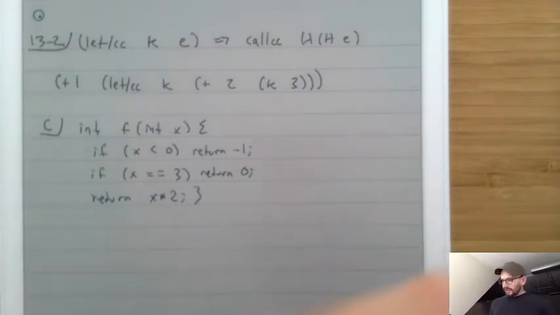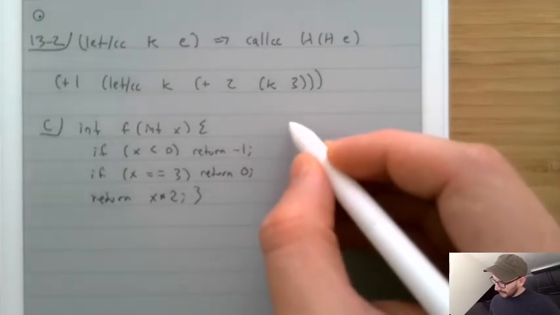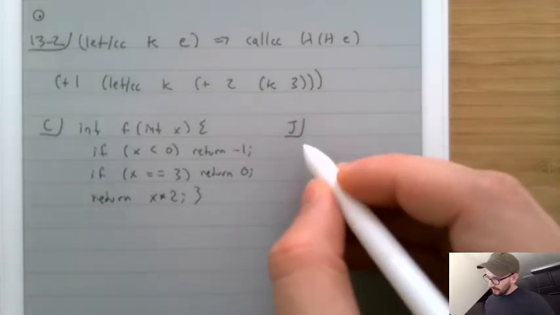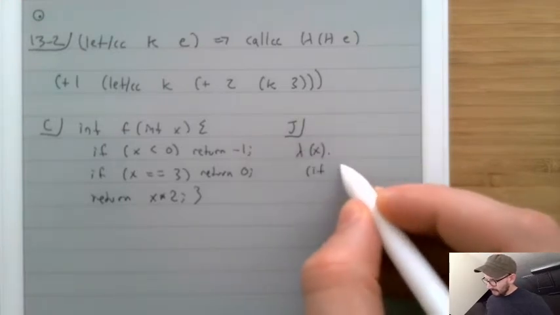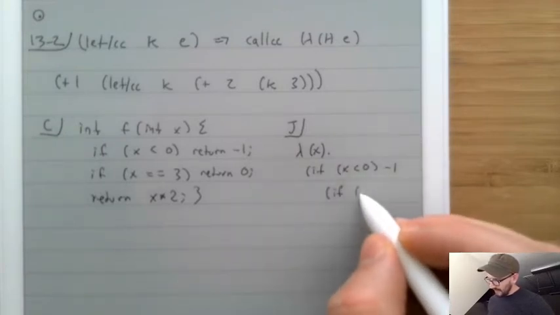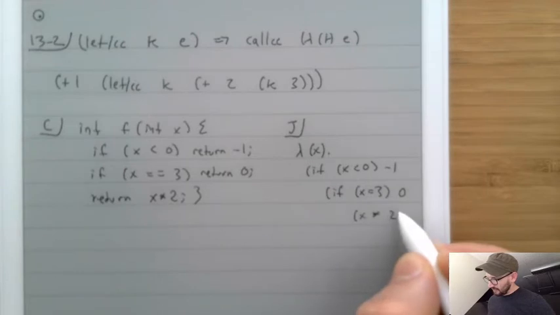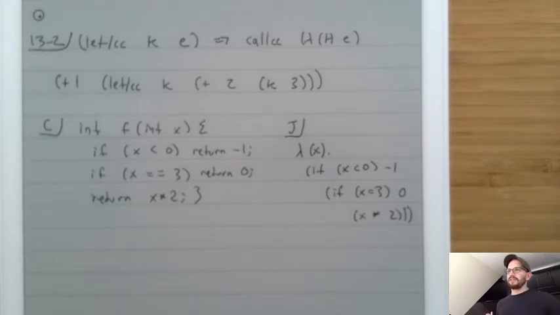Now, this function would be a little bit obnoxious to write in our language without call CC. So in our language, we would have to write something like this. We'd have to say lambda x, then we'd have to say if x is less than 0, -1, and then in the else case, we would say if x is equal to 3, 0, and then otherwise do x times 2. Okay, now notice that we have to have this indentation because we have to have each part inside of another one. It's not possible to end something early.